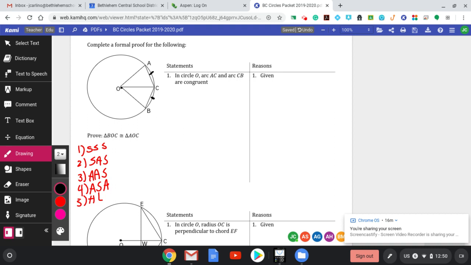Well, there's a couple different ways we could go here. I'm just going to go one way. If the arcs are congruent, that means the central angles are congruent. Angle AOC has to be congruent to angle COB.